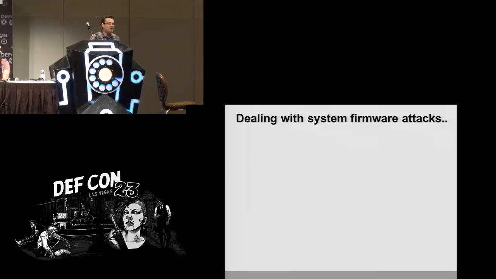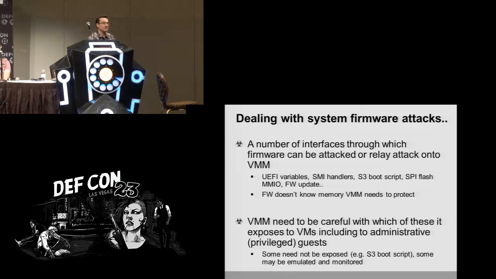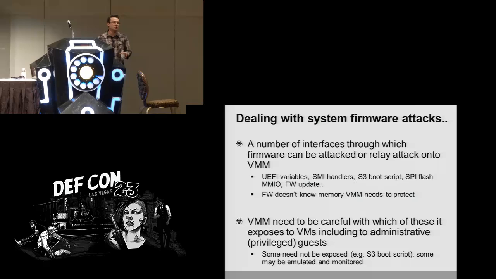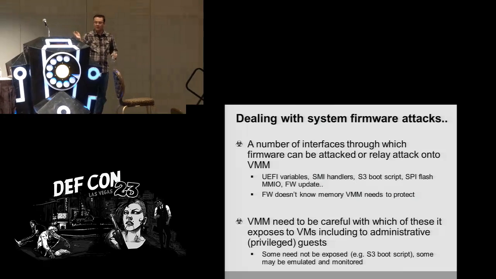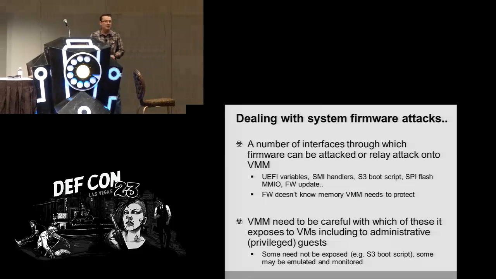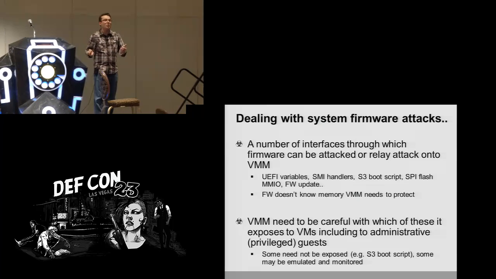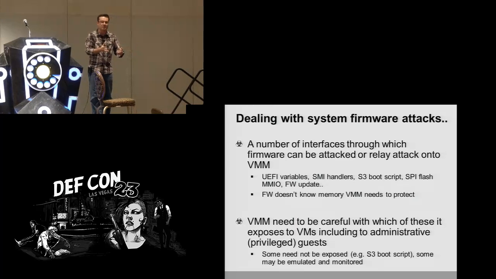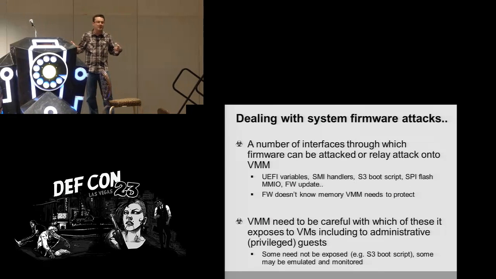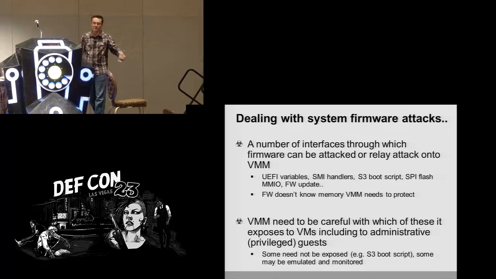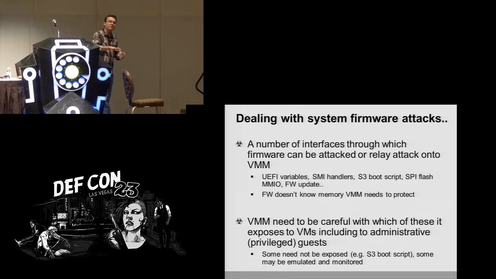So how do we deal with firmware attacks in the hypervisors? First, a number of interfaces exist that could be used to attack firmware: variables, SMI handlers, S3 boot script, direct SPI flash writes, and so on. And unfortunately, firmware doesn't know what the hypervisor wants to protect. It doesn't know all those pages that the hypervisor is protecting. So the firmware cannot validate that the pointer it just got is really pointing to some obscure hypervisor memory. The firmware cannot validate that.